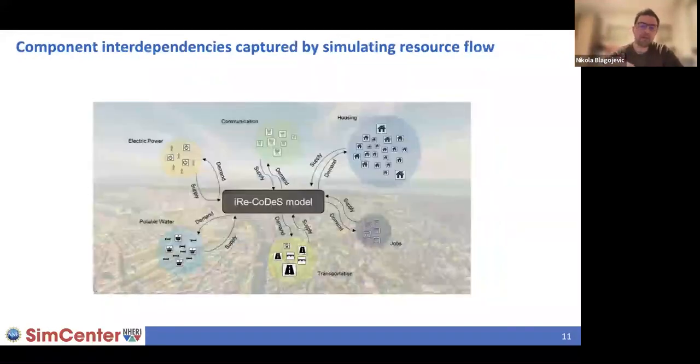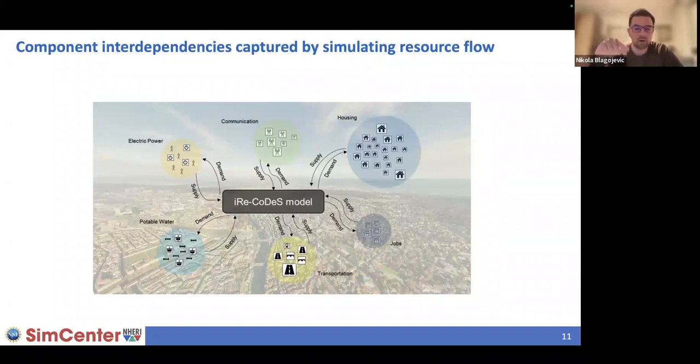Then the way in which we can capture these interdependencies among these components, once again using supply and demand, is by simulating the flow of resources among components at different time periods after the event, and trying to figure out how much of their demand can be met by the currently available supply. If the component's demand is not fully met, we decrease the component's ability to provide supply to its users, and this can cause cascading effects, which we can also capture in the iRe-CoDeS framework.